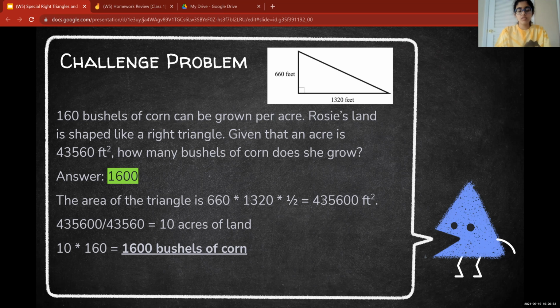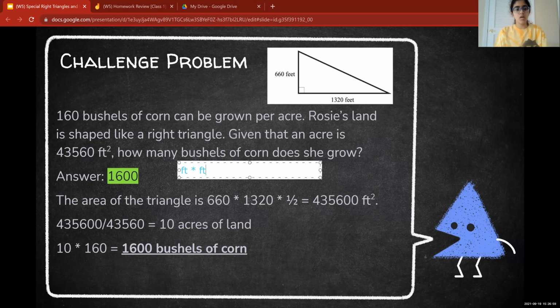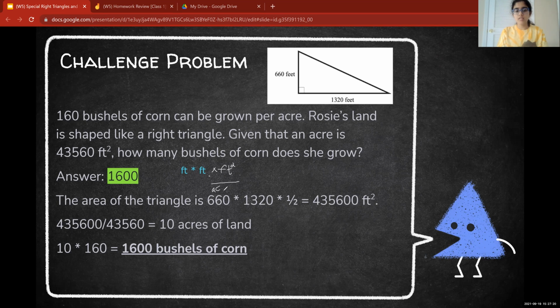Okay, so you have units of feet times feet, right? So you want to eliminate that unit, right? So if we multiply by feet squared, we're going to get feet to the power 4, right? So we get feet to the fourth power, and that wouldn't really make sense in our case, right? Because we're given a conversion of acre per feet squared, right? So if we multiply it by this 43,560, this will be what our unit is. It would be feet to the power 4 divided by acre.